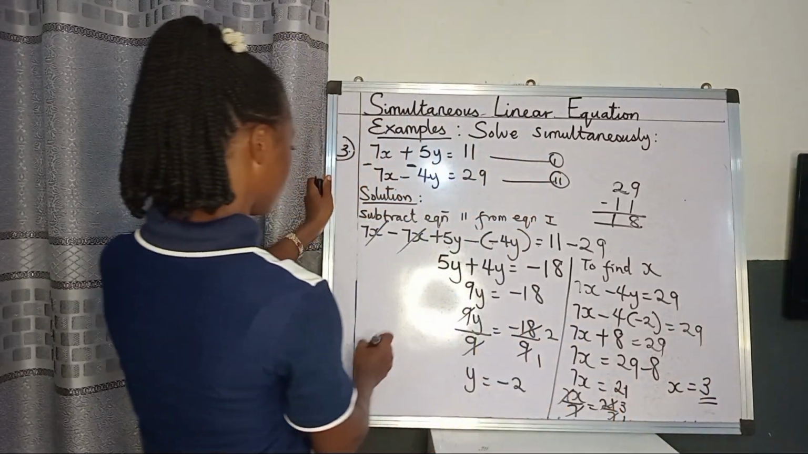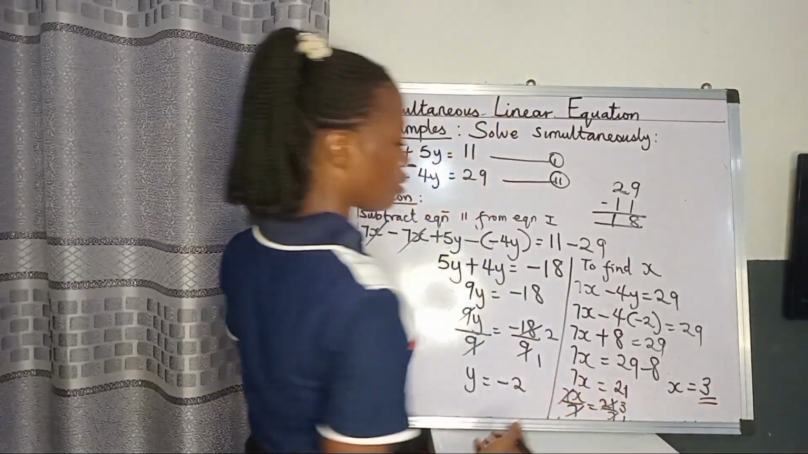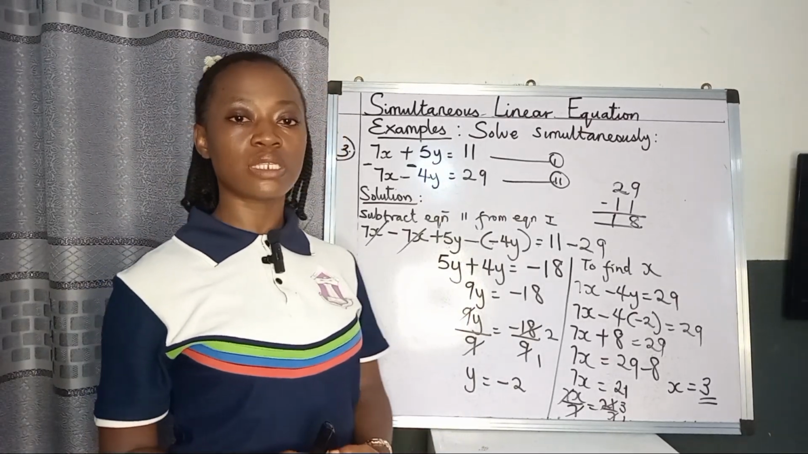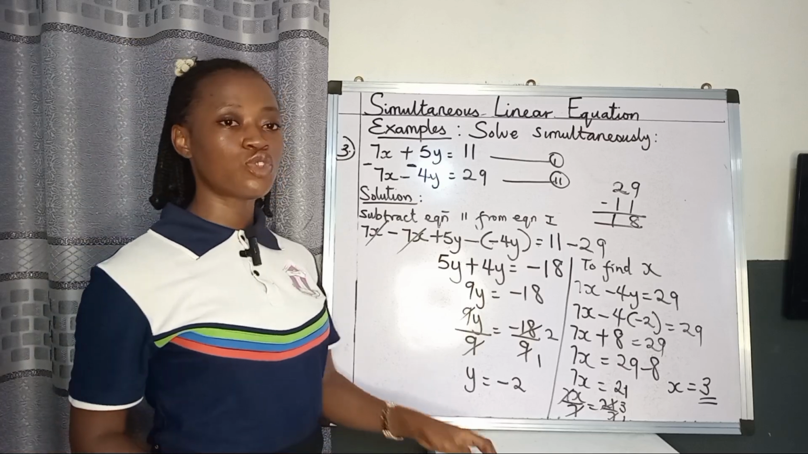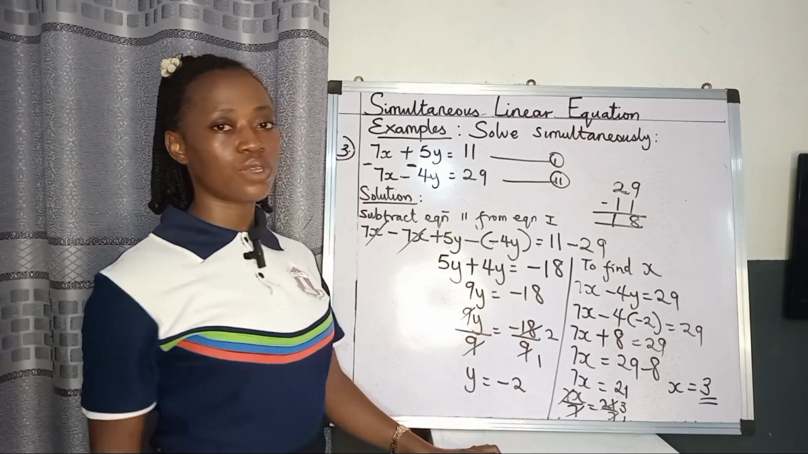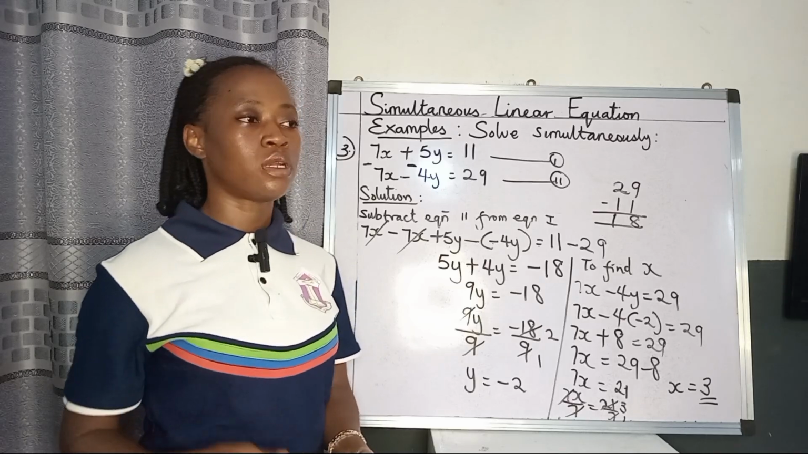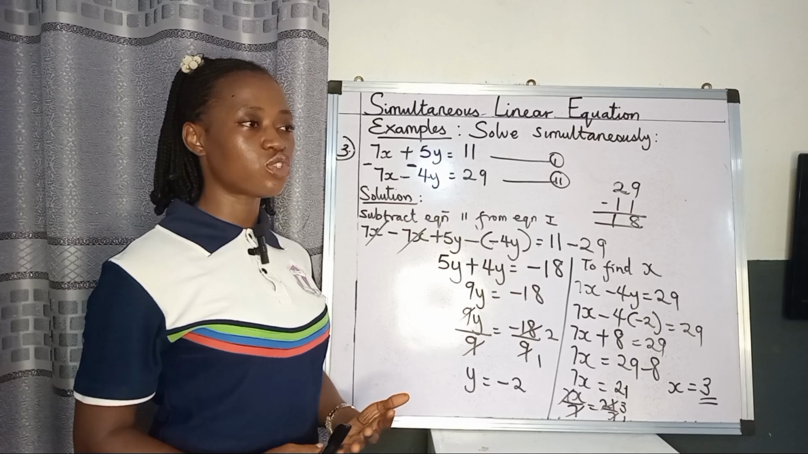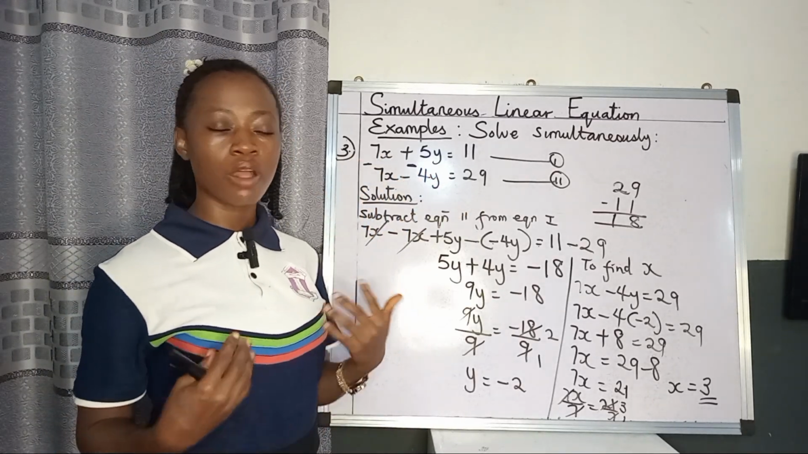Therefore, our answers: y is equal to minus 2 and x is equal to 3. Guys, we have learned how to solve simultaneous linear equations using the elimination method. Remember, for you to be able to eliminate one of the variables, you either add or subtract the two equations. Now, there are some cases whereby none of the variables would have the same coefficient, right?